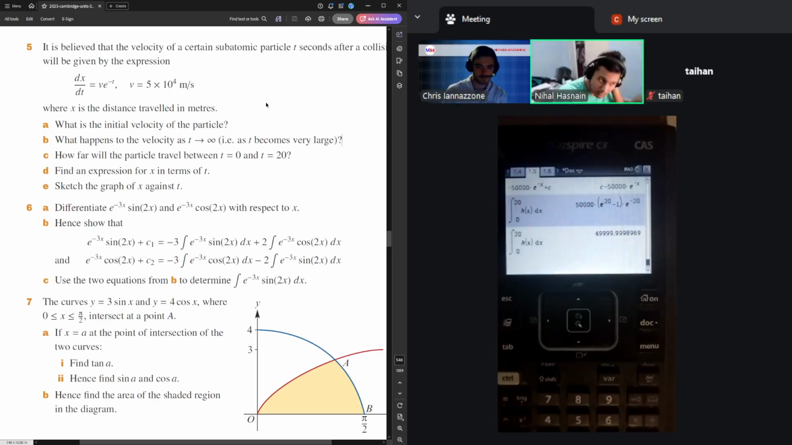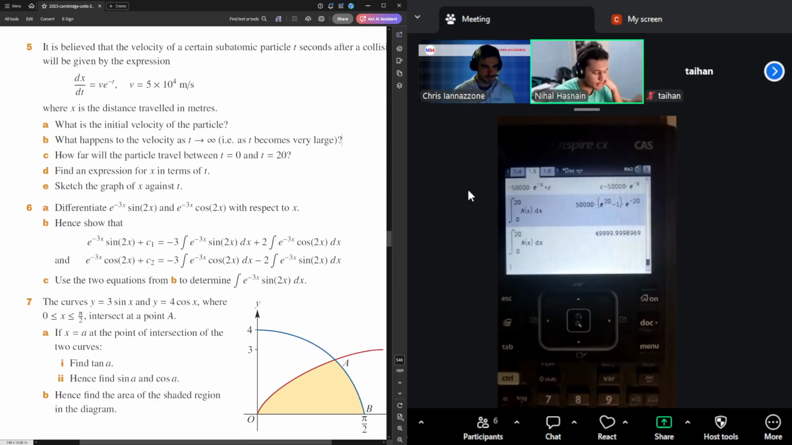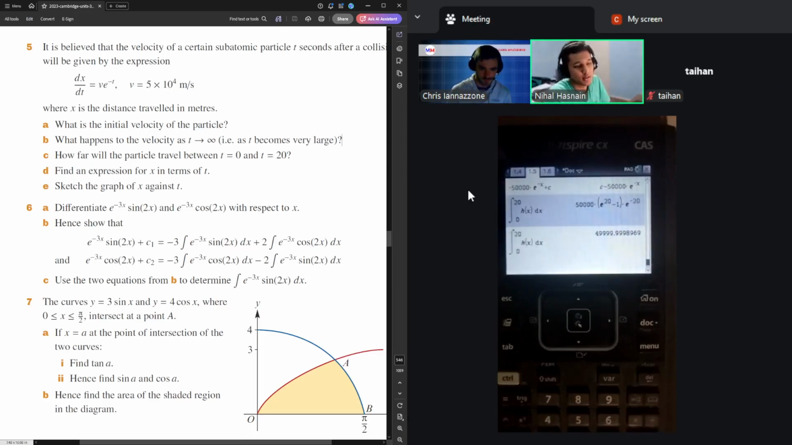Okay, so that gives the area. That's the area between the graph and the x-axis. Yep. If it's the velocity equation, it will give the total accumulated distance or change in position. That is what it does.